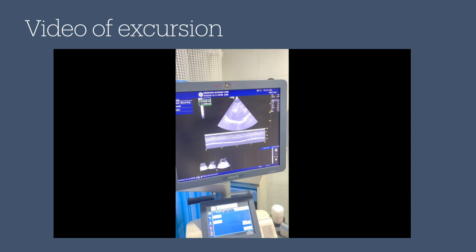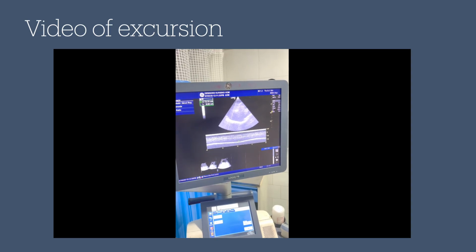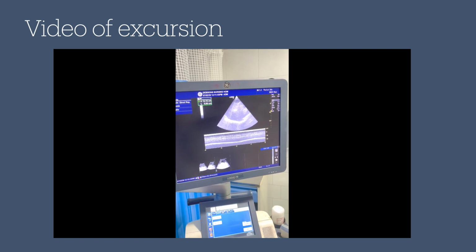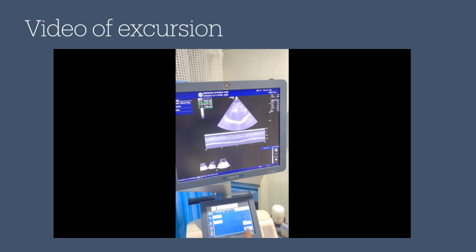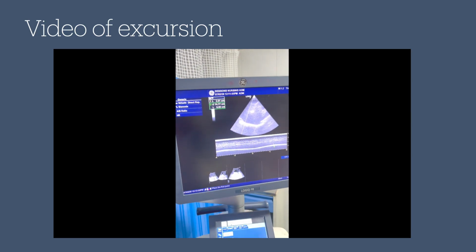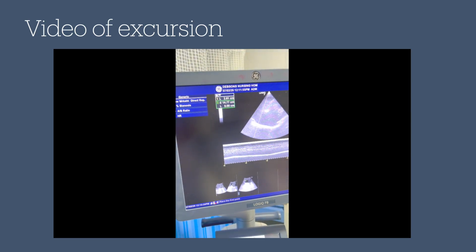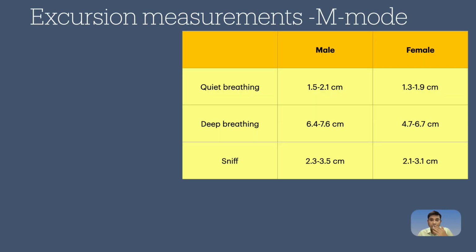Yes, the sample gate is placed at the level of the diaphragm. So here the measurements are taken from the peak to the trough. Here it is 2.6 centimeters. Okay, so what is its normal value of excursion?